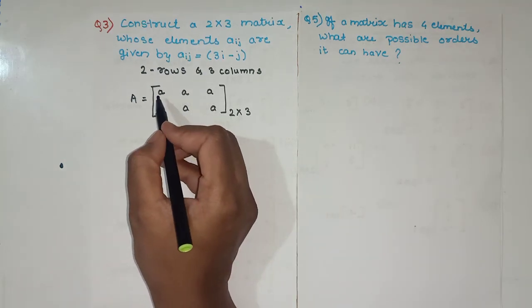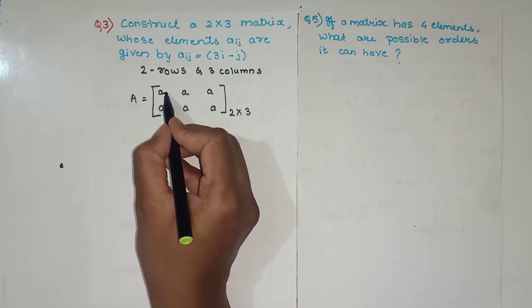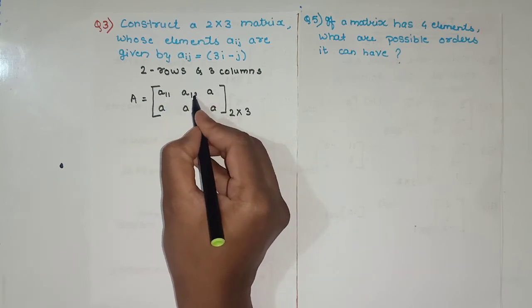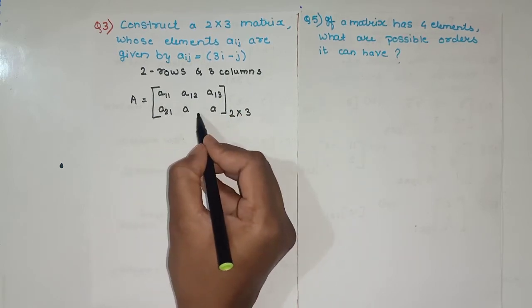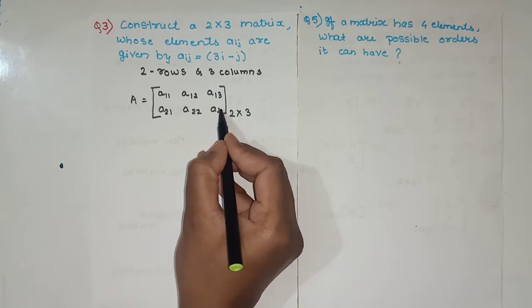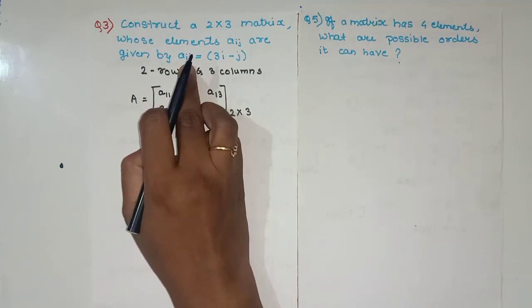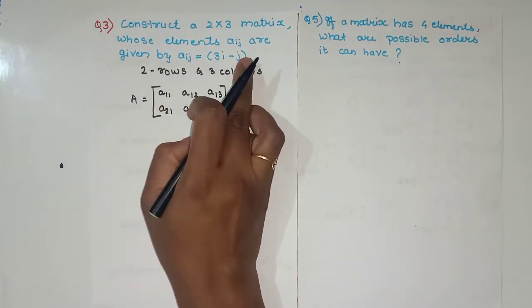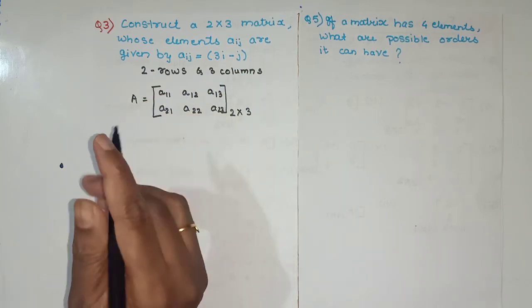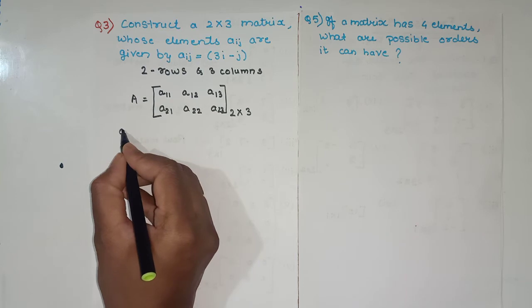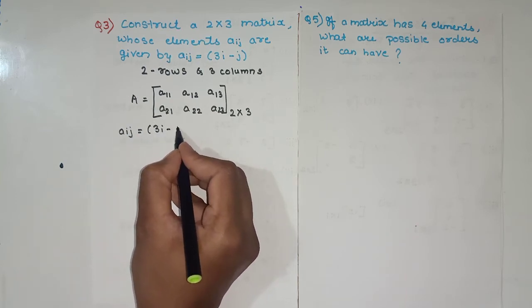Now, the notation of the first element will be 1, 1. This will be 1, 2. This will be 1, 3. In the same way here 2, 1, 2, 2, and this will be 2, 3. Now, here it is given Aij equals 3i minus j. Since it is given to you, let's write it: Aij equals 3i minus j.